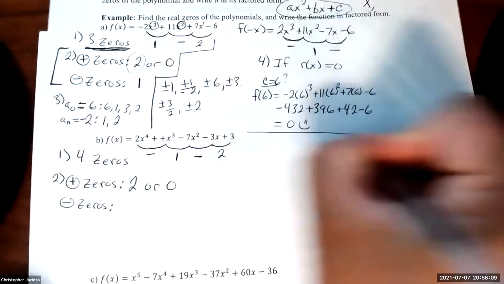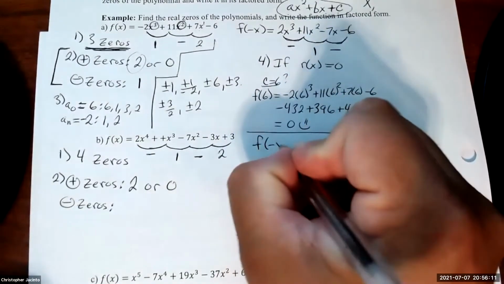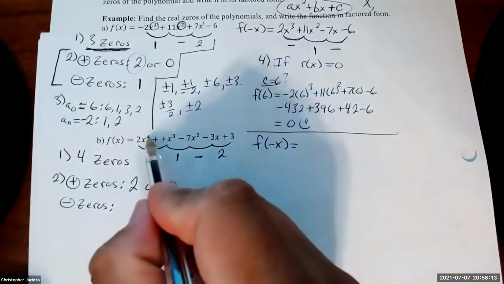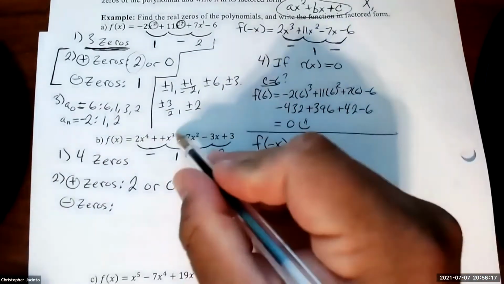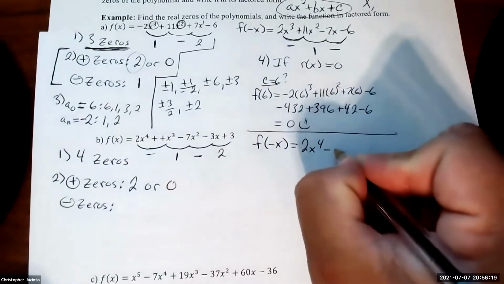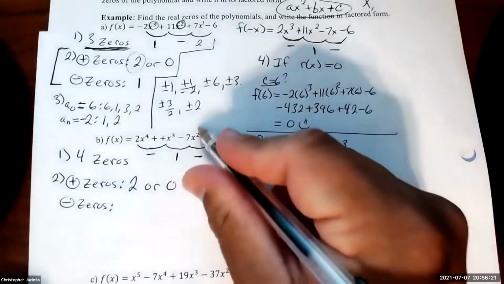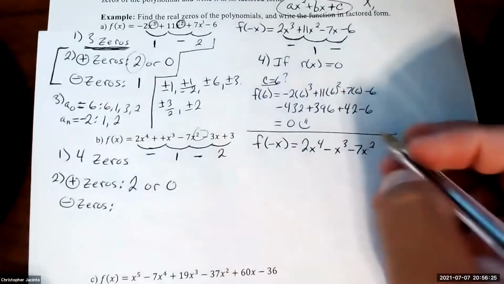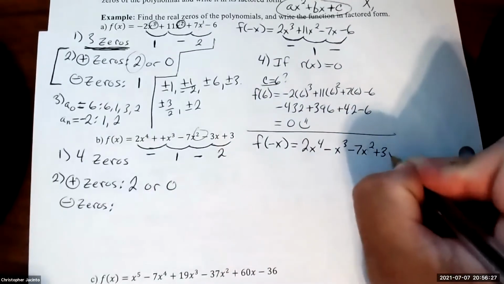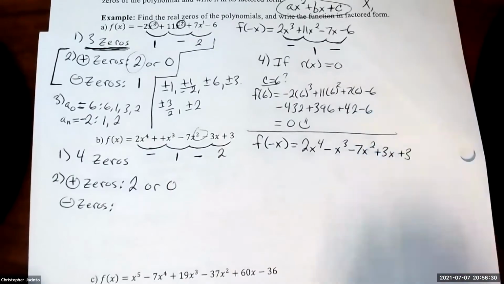And now do the same thing but for negative x. So 4 is even, so the sign doesn't change there. 3 is odd, so that's going to be minus x to the third. 2 is even, so that sign stays the same. This is odd, so that sign changes, and the last one never changes, right?